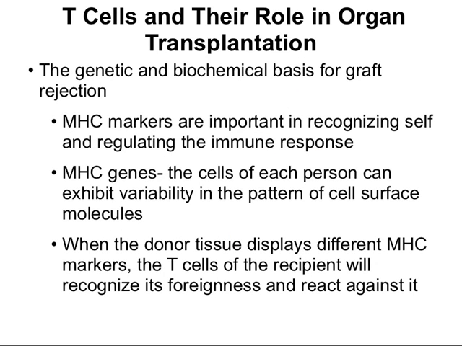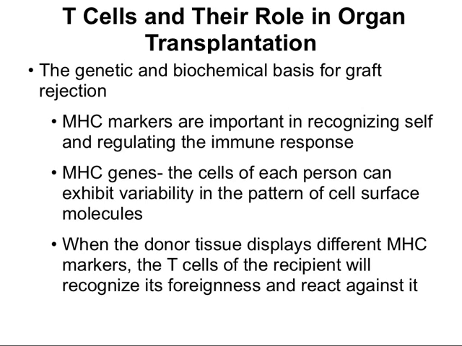Now let's take a look at how organ transplantation works. Transplanting and grafting are now relatively common practices. However, the lymphocytes are always on the lookout for foreign antigens, and they're ready to destroy. The bulk of damage in graft rejections involves cytotoxic T cells as well as other killer cells. The genetic and biochemical basis for graft rejection involves those MHC markers that we were talking about a couple of chapters ago. MHC markers, you'll recall, are important in recognizing self and regulating the immune response.